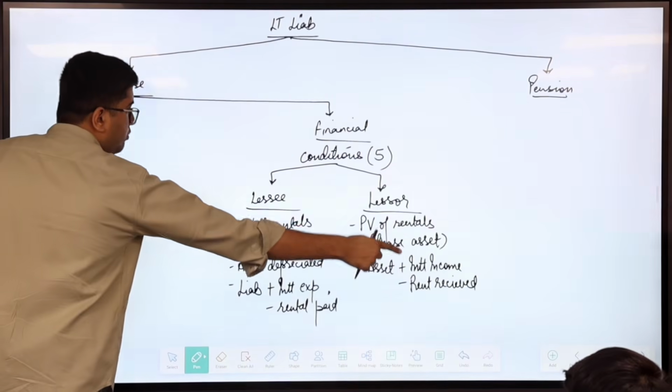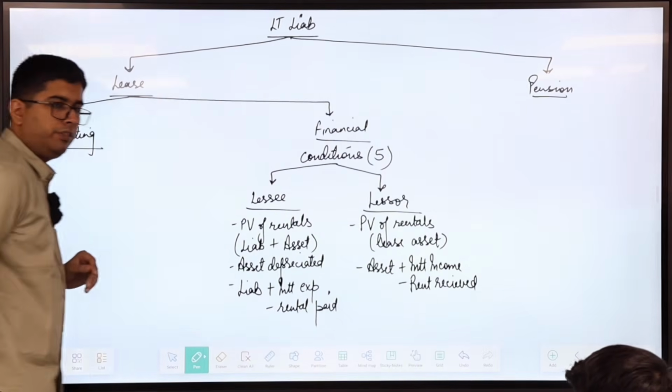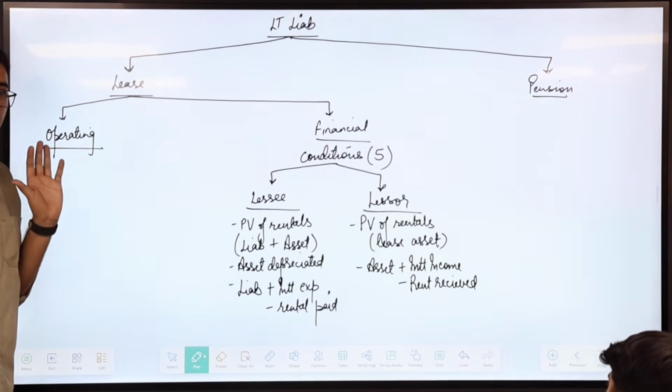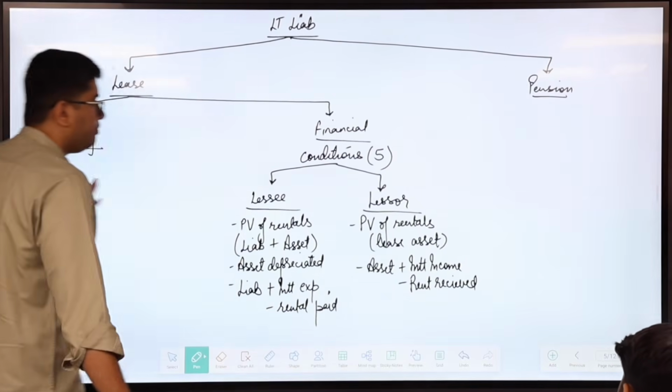Now, interest will be reported in income statement. The actual cash amount that you're paying or receiving will be reported in cash flow statement, and the value of asset and liability will show up in the balance sheet.